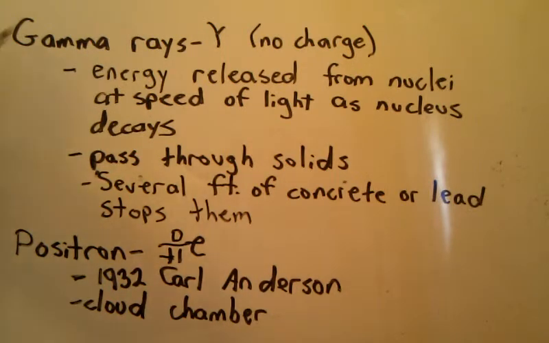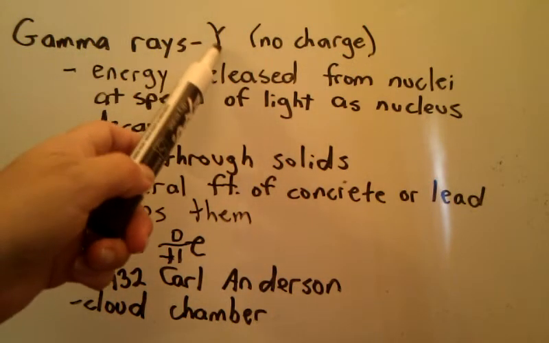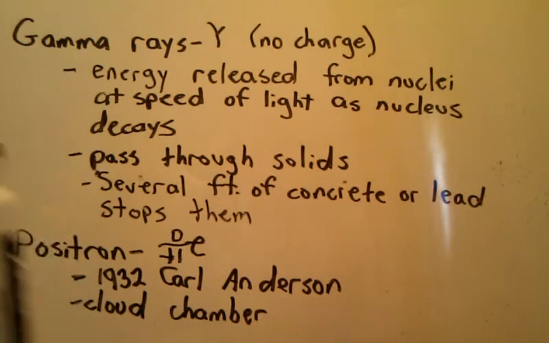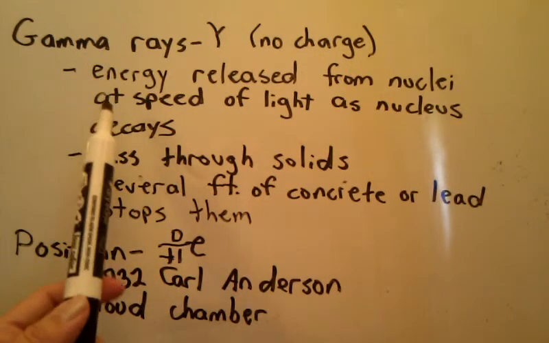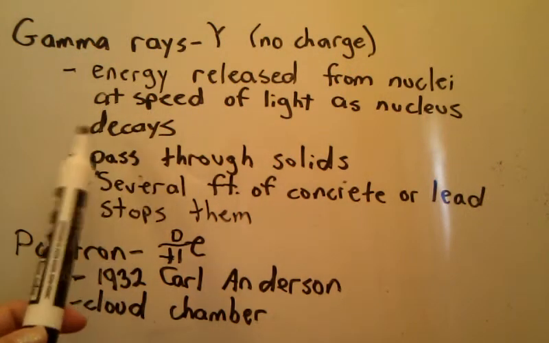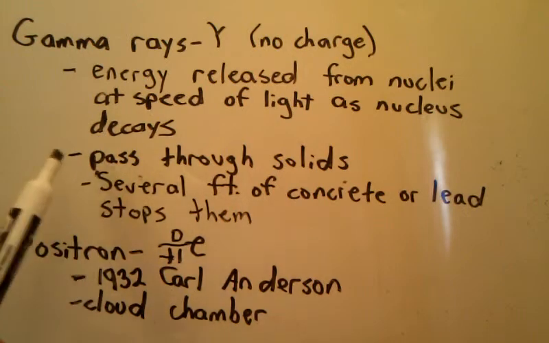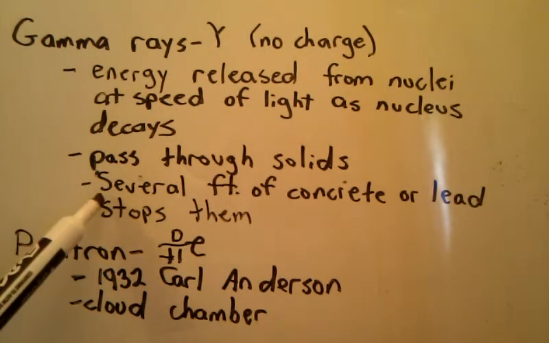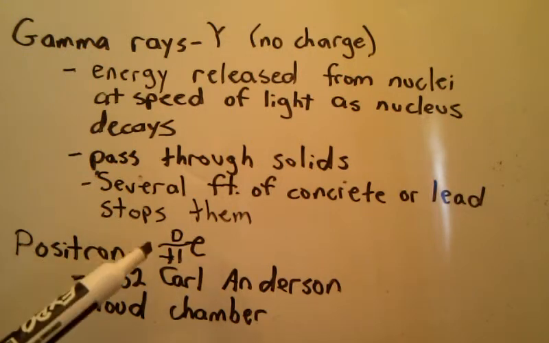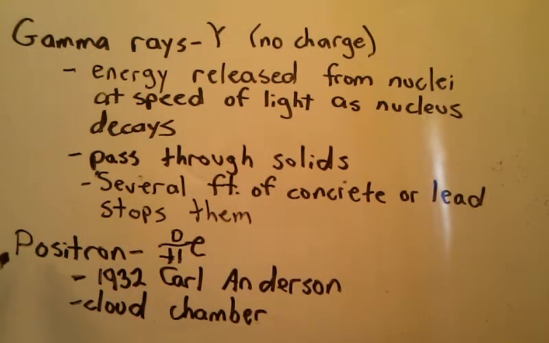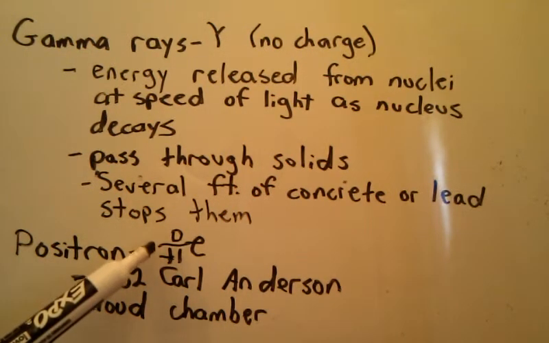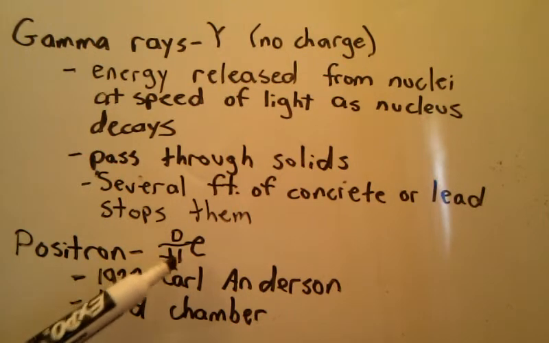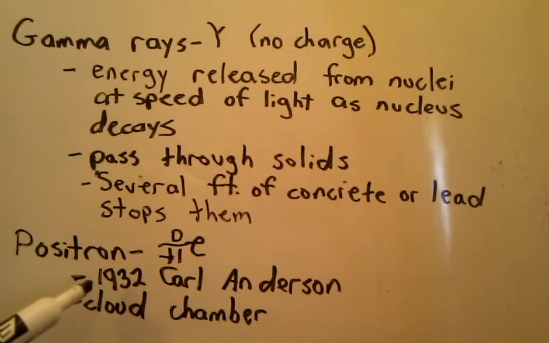Okay, we said that gamma rays, this is the symbol for gamma rays, have no charge. Energy released from the nuclei at the speed of light as the nucleus decays. It's able to pass through solids, even people. It takes several feet of concrete or lead to stop gamma rays. We're going to talk about a positron. This is the symbol for positron, 0 over plus 1, e. In 1932, Carl Anderson used a cloud chamber.